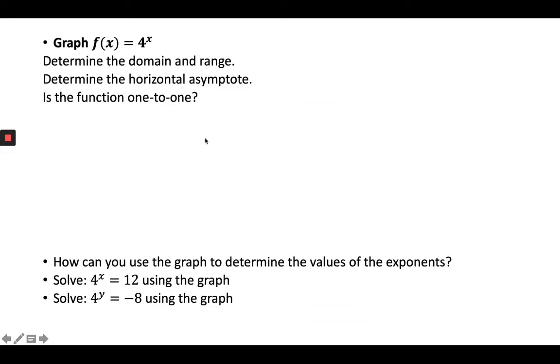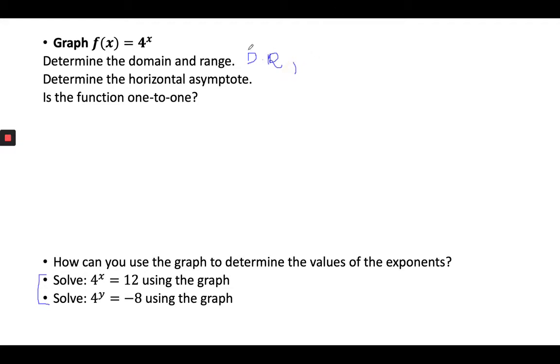If I were to graph just 4 to the x power, all right, let's think about some things with respect to that graph and how we could use the graph to solve maybe some of the harder problems if we look down here. So determine the domain and range. All right, I don't need the graph to figure that out. You guys just took a test on this. Hopefully we know that the domain, remember that that's going to be all real numbers. We can plug whatever number we want in for x.